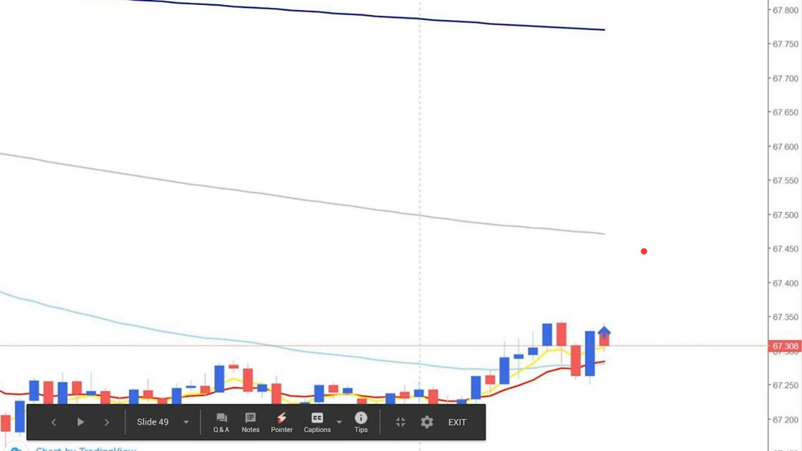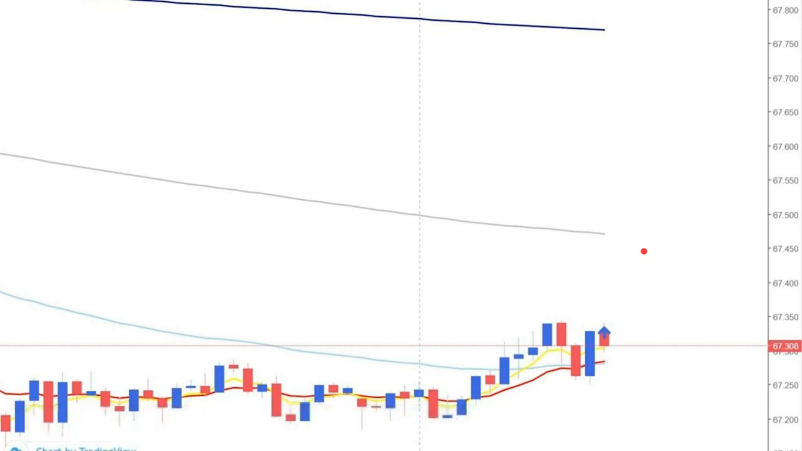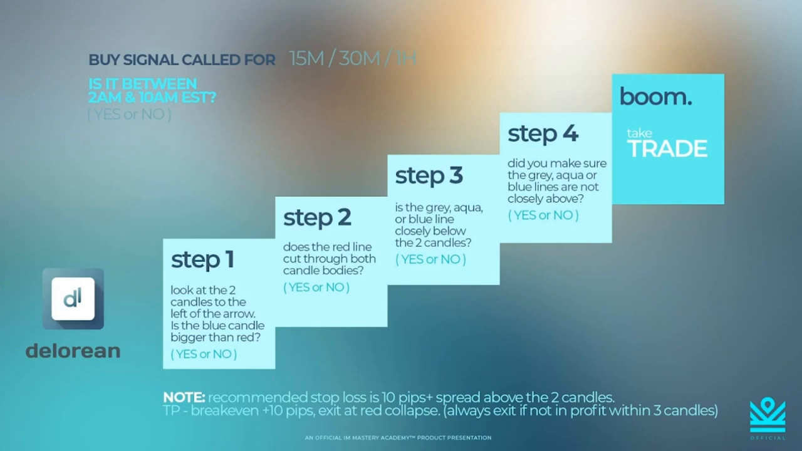That signifies a 3rd yes. So we have step 1 yes, step 2 yes, step 3 yes. That goes to step 4. Did I make sure the gray, aqua, or blue lines are not closely above?